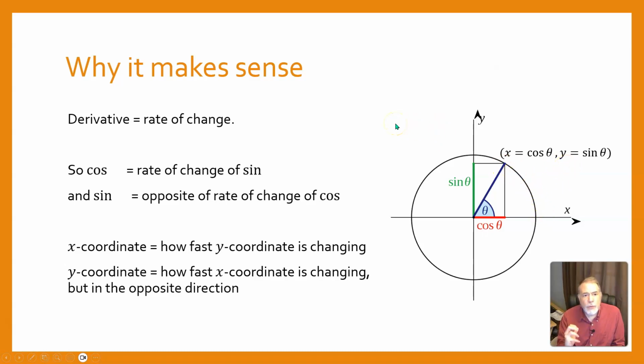Now, the derivative rules, if you think of derivative as rate of change, that means that the cosine, which is the x coordinate, is the rate of change of the sine. The x coordinate tells you how fast the y coordinate is changing. And the sine is the opposite of the rate of change of the cosine. So the y coordinate tells you how fast the x coordinate is changing, but in the opposite direction.